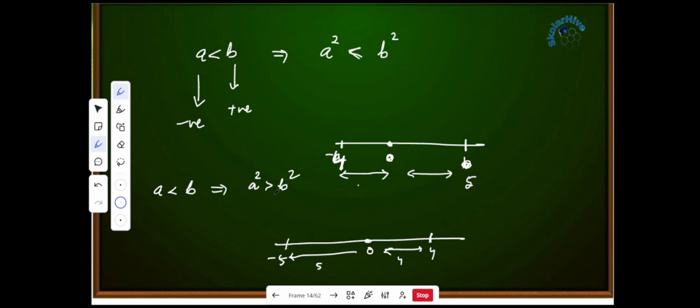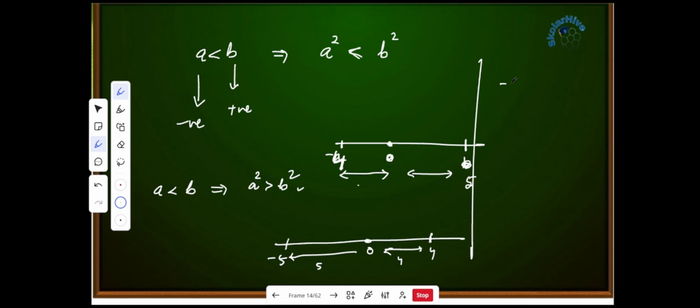So basically, in an inequality, if one of the numbers is negative, then you have to look at the numerical figure. If the numerical figure over here is bigger, then in the square of that, the inequality sign will change. So you can see this example.